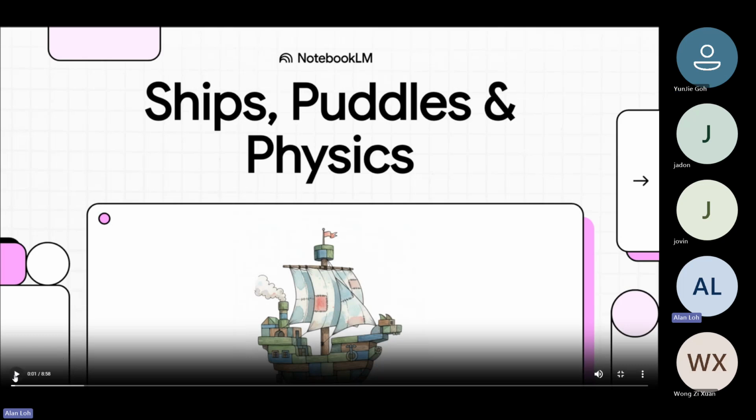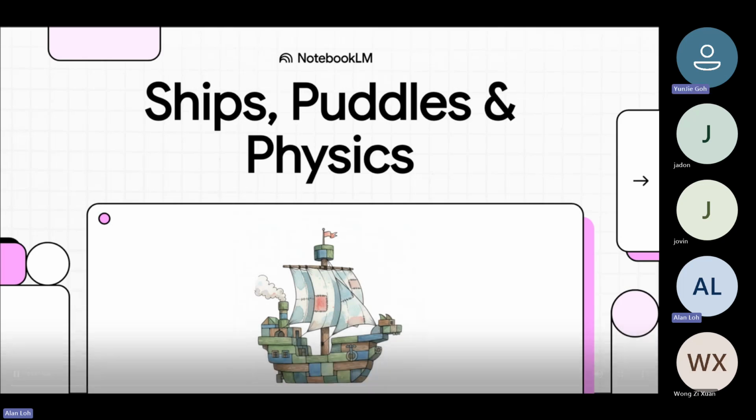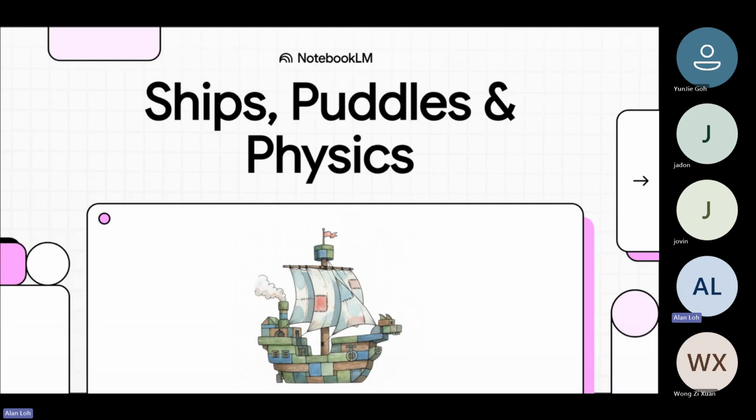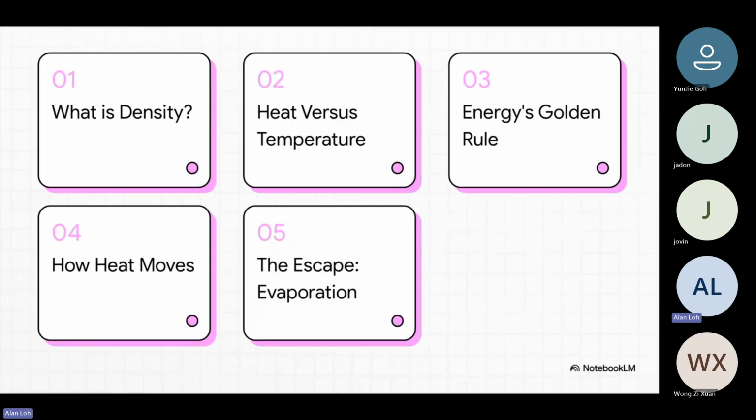Let's start now. You ever wonder how a gigantic steel ship, I mean, tons and tons of metal, can just float on water? Or why you get that shivery chill after jumping out of a pool, even on a super hot day? It feels like two totally different things, right? Well, they're not. They're actually connected by just a few core rules of physics. And today, we're going to connect all those dots. All right, so let's get into it.